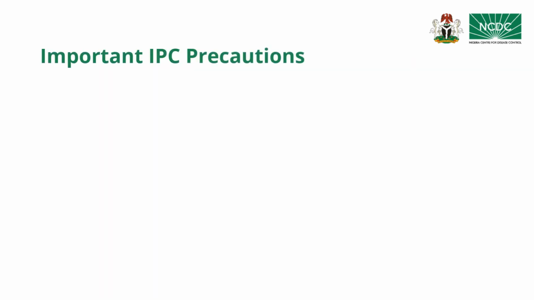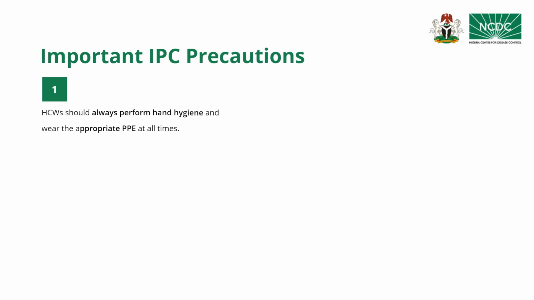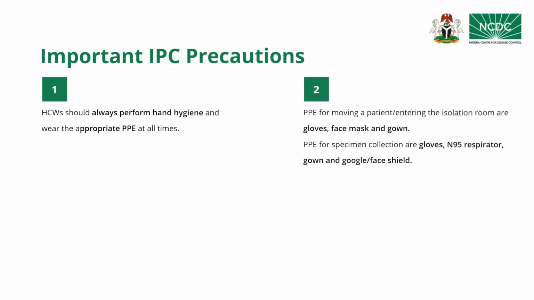During isolation, ensure the following IPC precautions are adhered to. Healthcare workers should always perform hand hygiene and must wear the appropriate PPE at all times, based on risk assessments. The appropriate PPE for moving a patient and entering the isolation room are gloves, face mask, and gown. The appropriate PPE for specimen collection are gloves, N95 respirator, gown, and goggle or face shield.